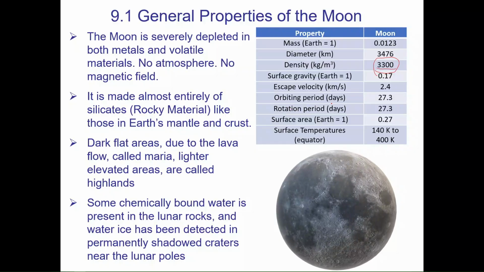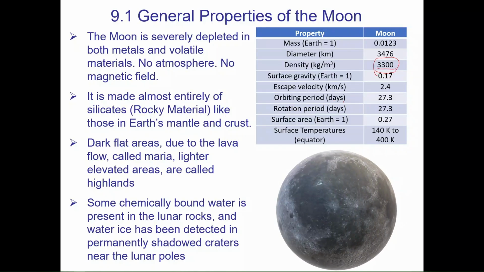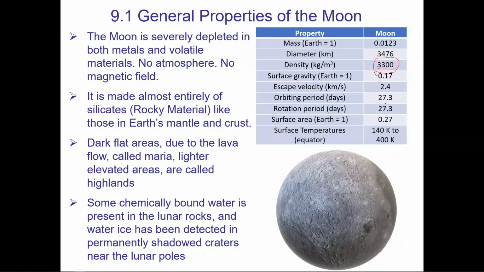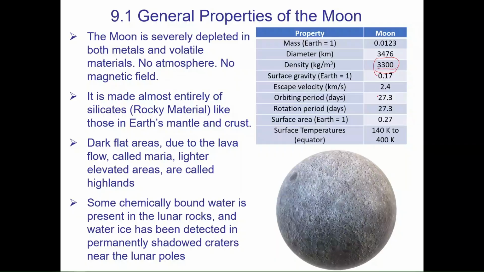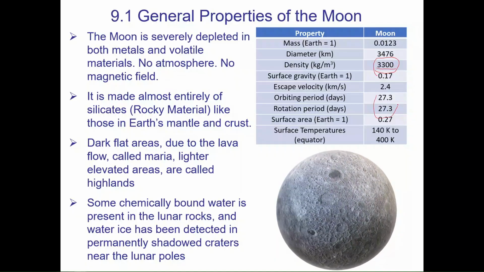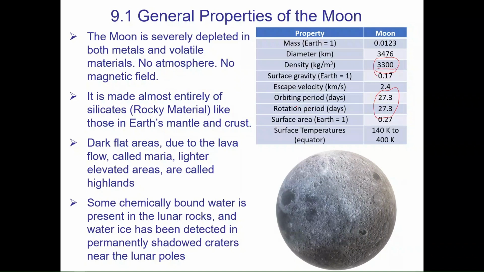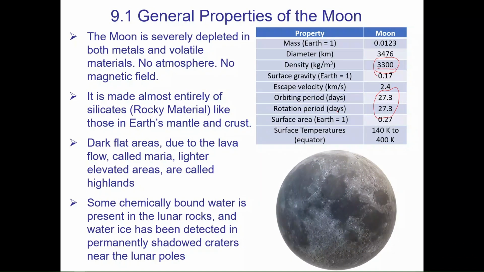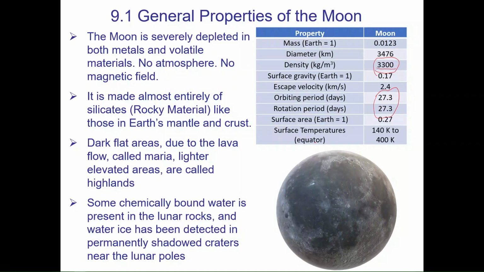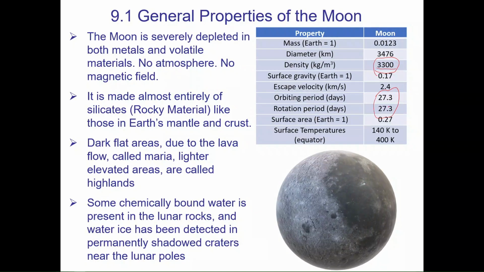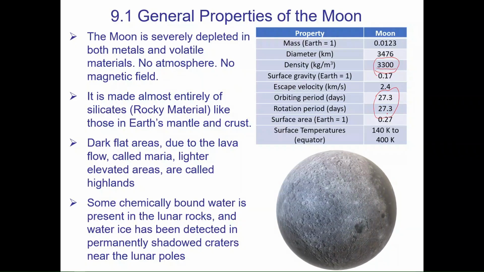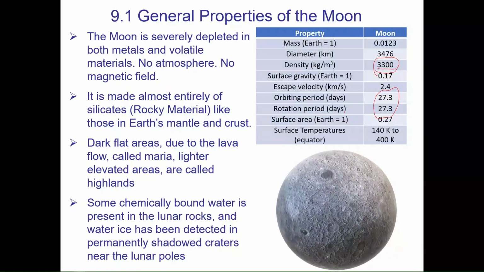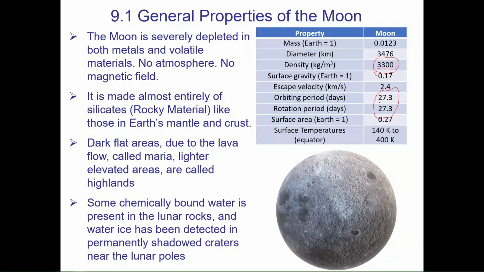And the orbital period of the moon, that is how long it takes the moon to orbit once around Earth, is 27.3 days. If you notice these two numbers, the rotational period of the moon, that means how long it takes the moon to rotate around its own axis, is also 27.3 days. So that means the orbital period and rotation period are the same for the moon.